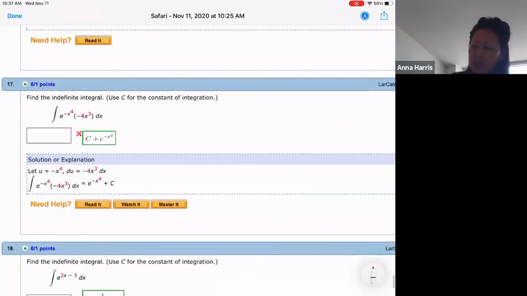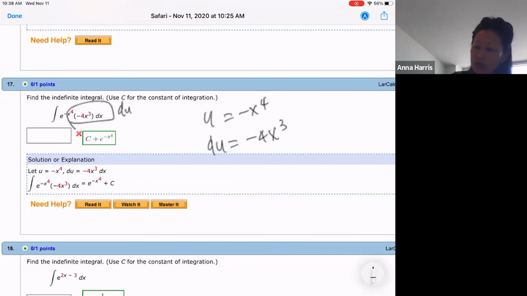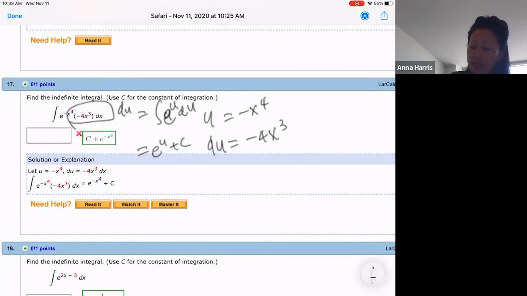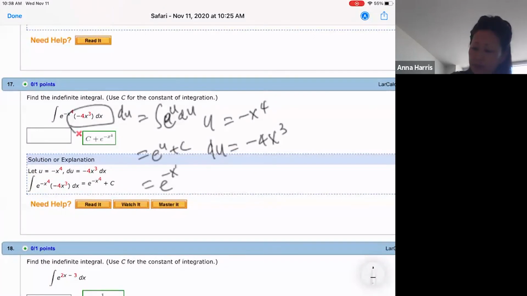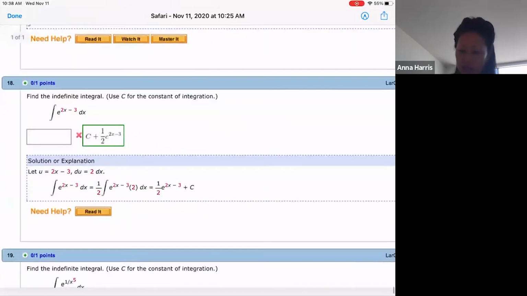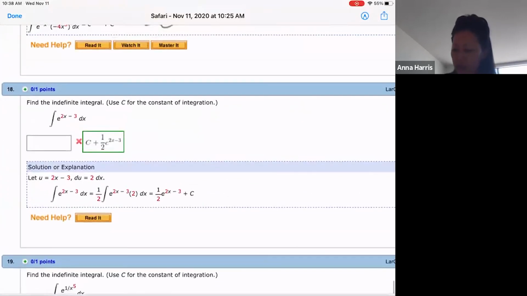Okay, so this one is just to make sure that you put u equal to negative x to the 4, and then du is equal to negative 4x cubed, which is your du. So you can rewrite it as e to the u du, and you get e to the u plus c. And you can just plug back in. So that's just a simple problem. Okay, so we've done that. It's a simple problem. So I think that's it.